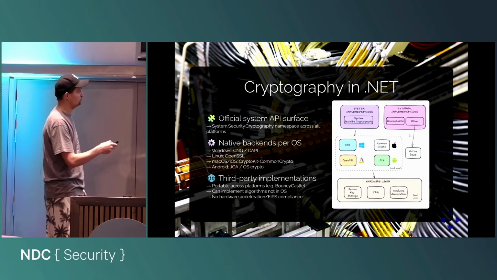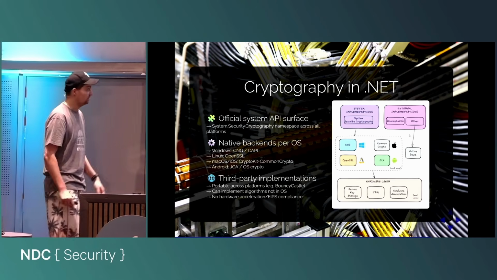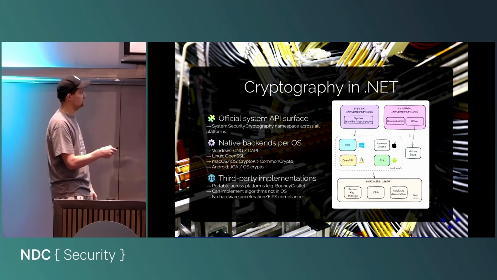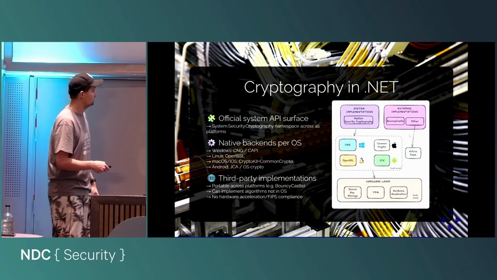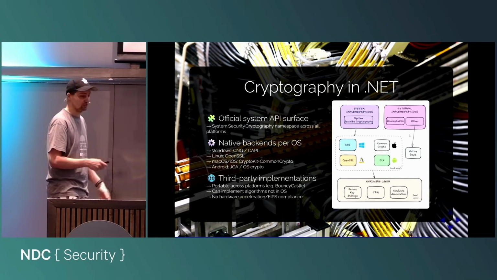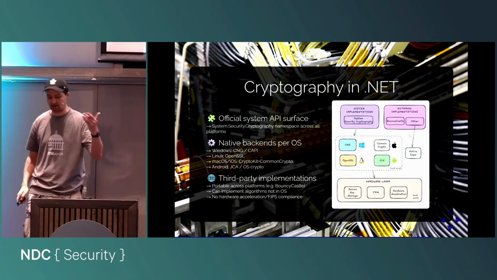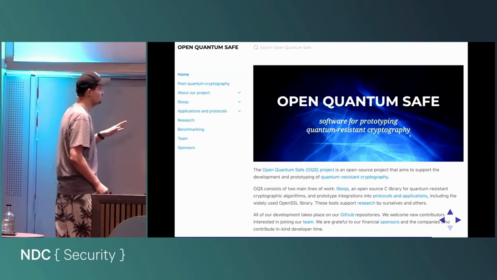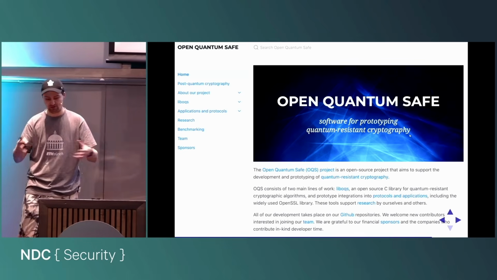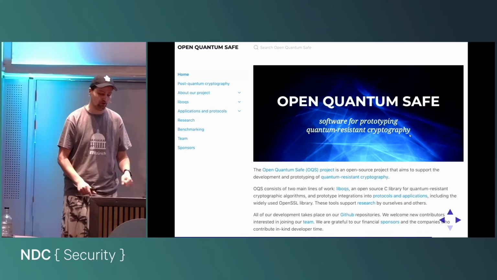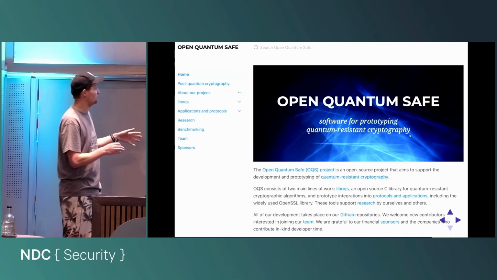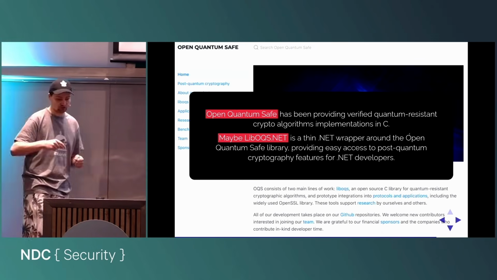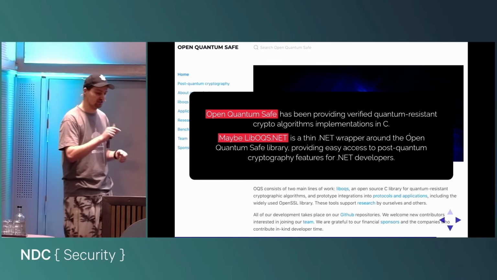But in general, the point of using non-system libraries is so that you can use algorithms that are not implemented in the operating system. And of course, in post-quantum cryptography, that is very important because there are many algorithms out there. And this now leads us to the project called Open Quantum Safe, which is sort of the center of the universe when it comes to post-quantum cryptography. It's an open source project governed by the University of Waterloo in Canada, and it provides quantum-resistant crypto algorithms written in C.